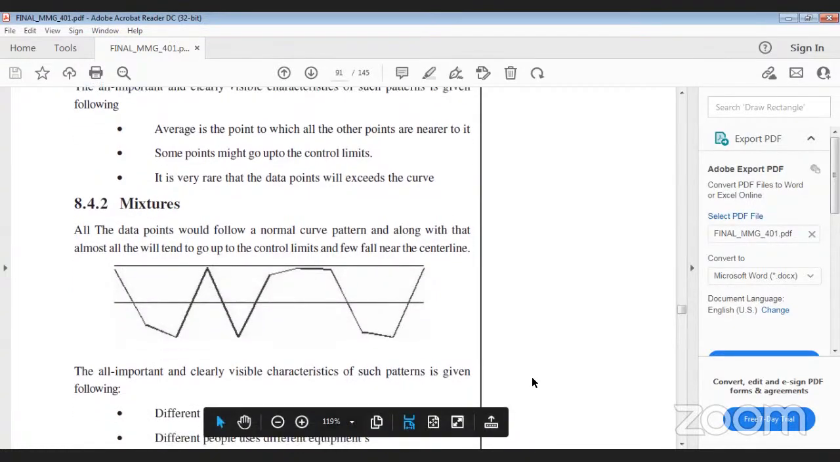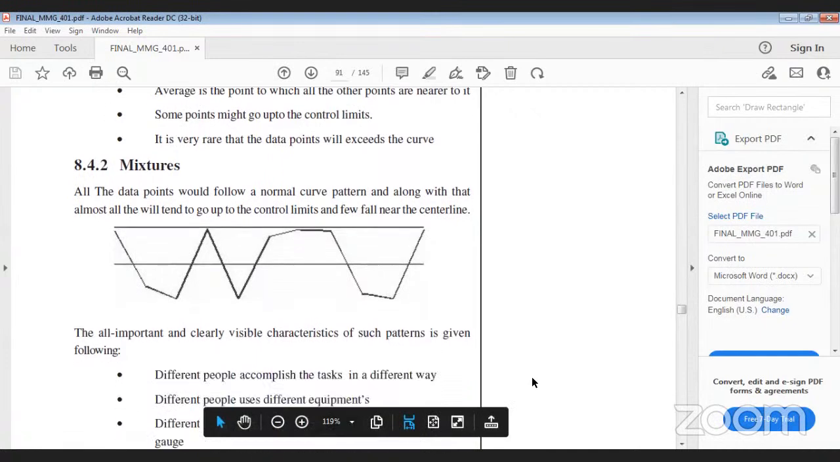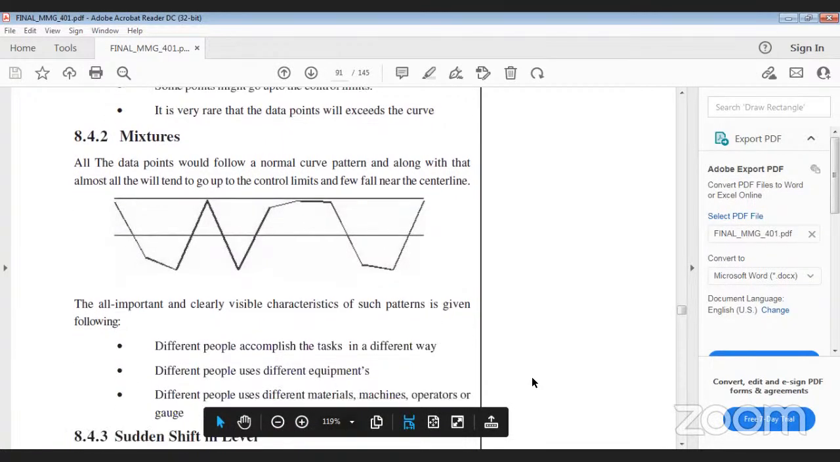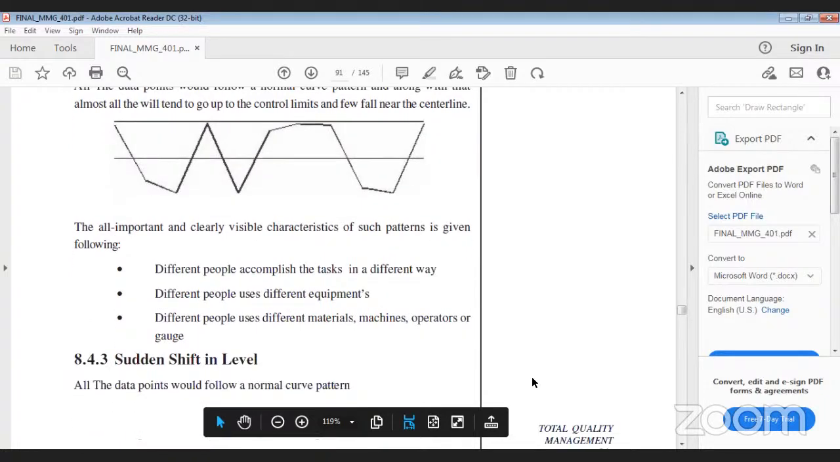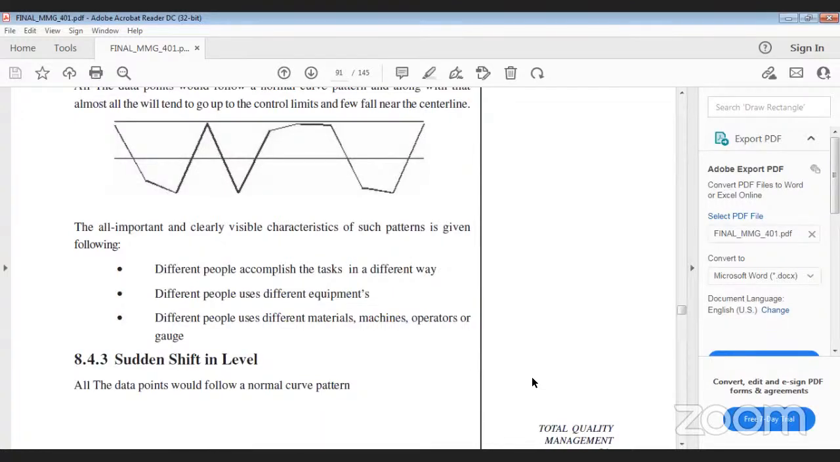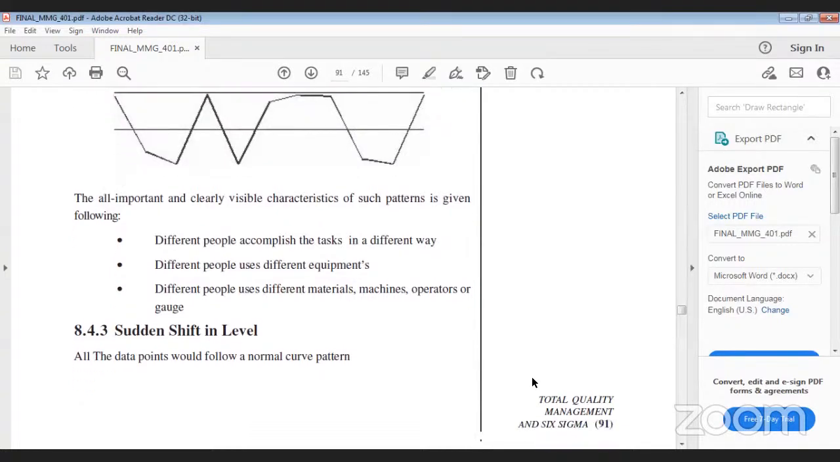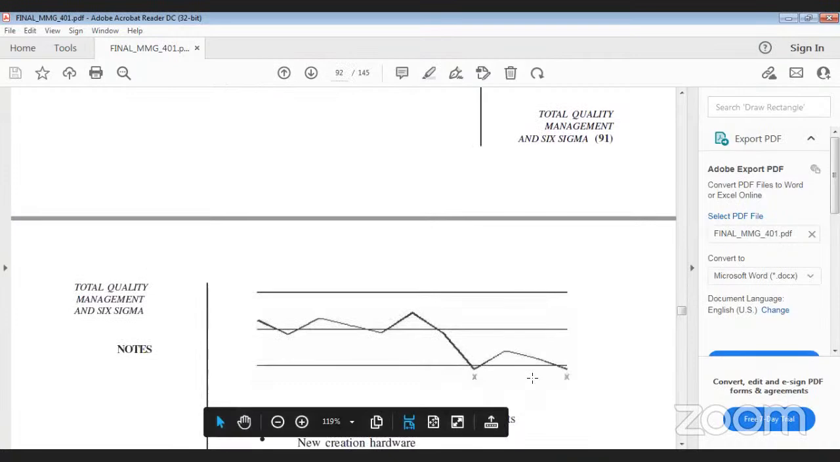The important and clearly visible characteristics of such a pattern are given following here. It has three characteristics here. Different people accomplish the task in different ways. Different people use different equipment. Different people use different materials, machines, and operators or gauges here. Then a sudden shift in level is also given here.